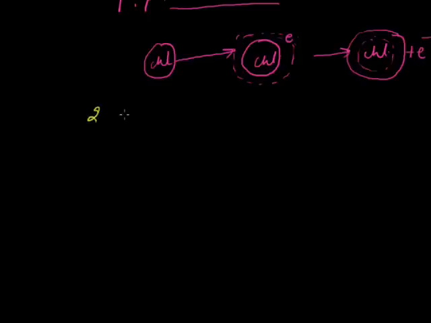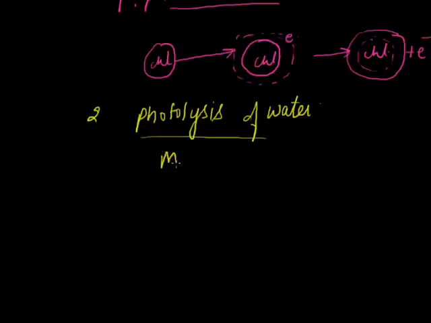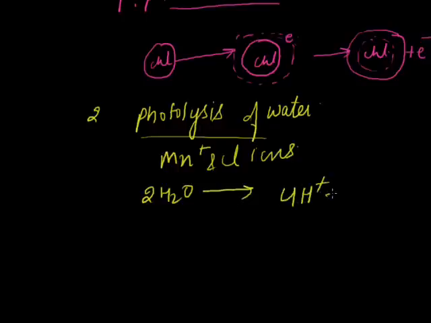Second step is called photolysis of water. Photolysis of water is also called photooxidation of water, and this takes place in the presence of manganese and chloride ions. In this, a water molecule dissociates into hydrogen ions with the release of oxygen, and electrons are also released. Now this oxygen is liberated as a byproduct, and hydrogen ions are used for reduction of NADP.